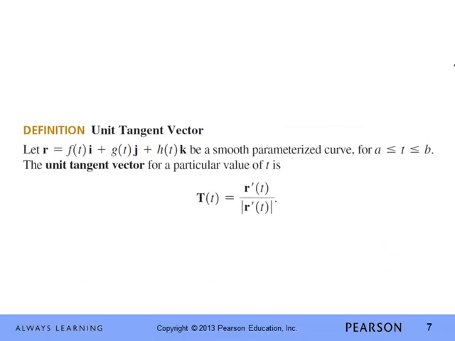Now, from time to time, it's going to be important for us to find the unit tangent vector, T hat. That's T hat, folks. That's going to be r prime divided by the magnitude of r prime. So if you want a unit vector pointing in the direction of travel, tangent to the curve, well then you have T hat.